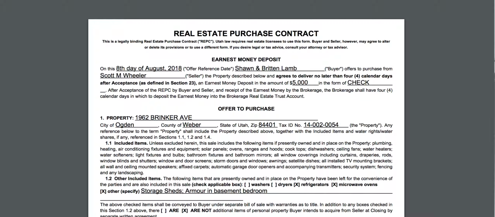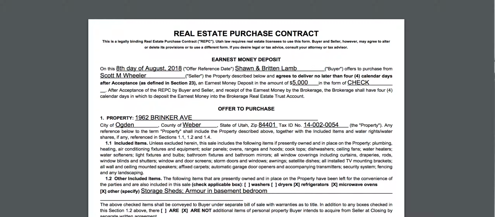And you're going to reference the tax ID number as well. So in the city of Ogden, Weber County, Utah 84401, tax ID, which is now going forward called the property. Any reference below to the term property shall include the property described above, together with included items and water rights or shares, if any, referenced in sections 1.1, 1.2, and 1.4.